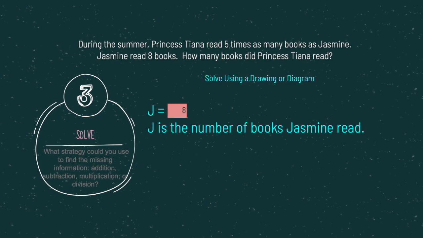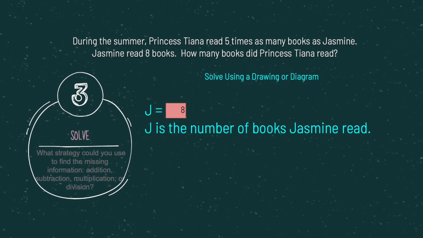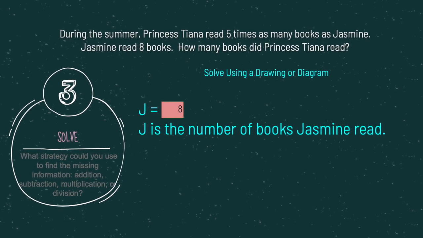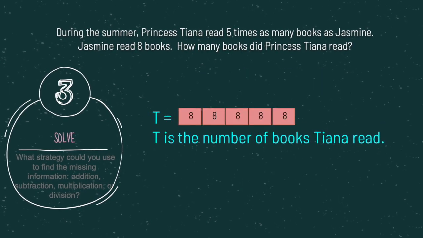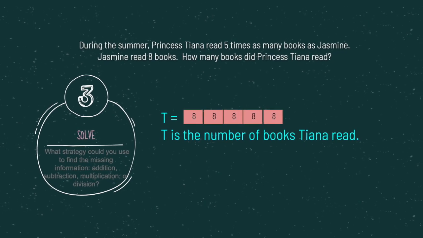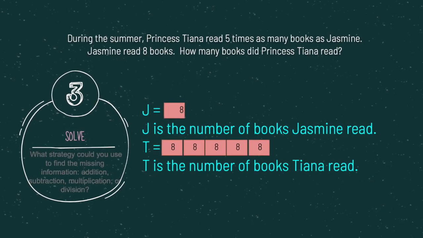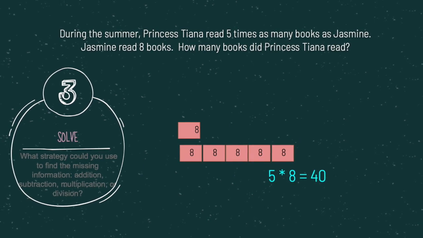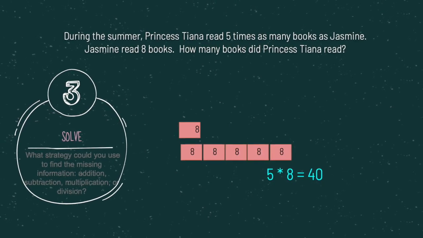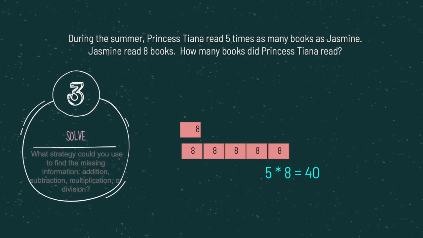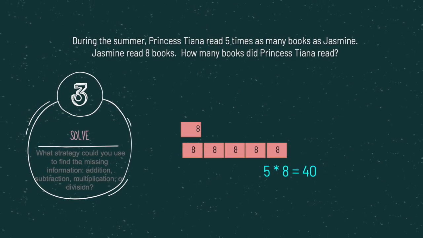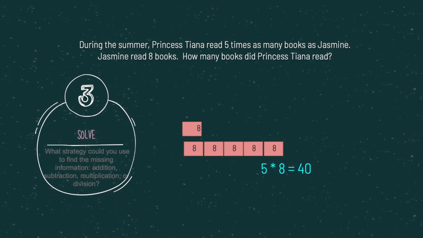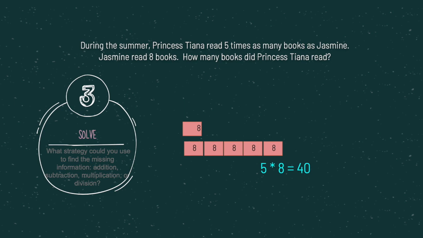Let's use rectangles to represent our information. We know that Jasmine read 8 books. We also know that Princess Tiana read 5 times the amount of books as Jasmine. You can see it here. I have 8 in one square representing the amount of books that Jasmine read, and then I have 8 taken 5 times to represent the amount of books that Princess Tiana read.